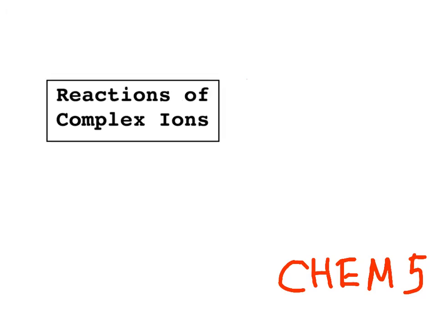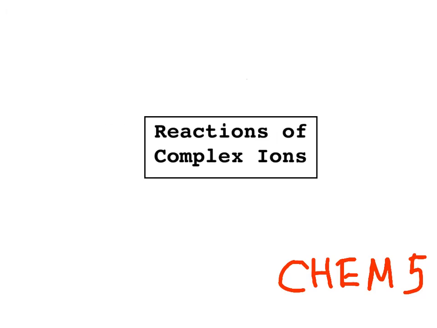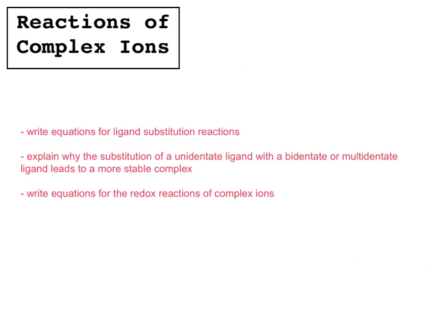This video is on the reactions of complex ions. We're not going to look at all the reactions of complex ions in this video, but we are going to look at how to write equations for ligand substitution reactions, explain why the substitution of a unidentate ligand with a bidentate or multidentate ligand leads to a more stable complex, and write equations for the redox reactions of complex ions.